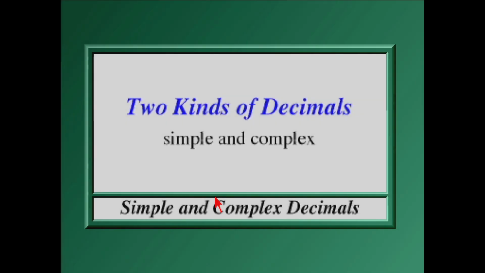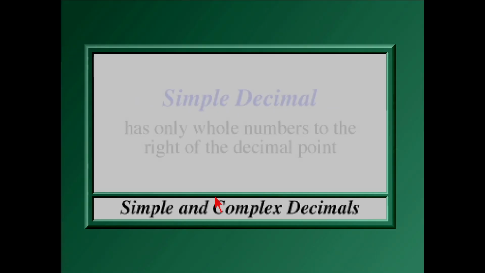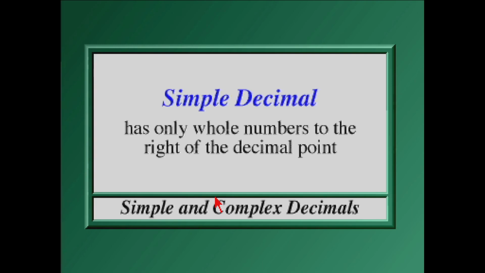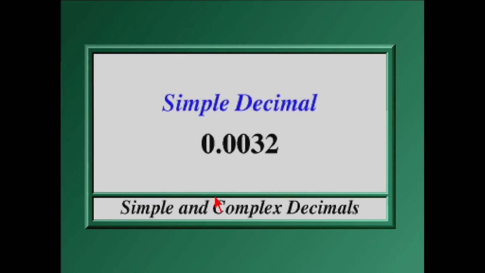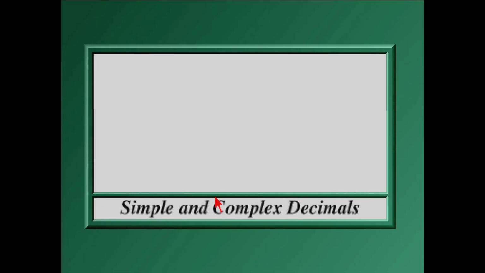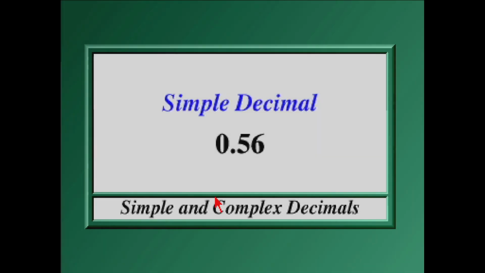There are two kinds of decimals, simple and complex. A simple decimal has only whole numbers to the right of the decimal point. For example, 32 10,000ths is a simple decimal. Another example of a simple decimal is 0.56.